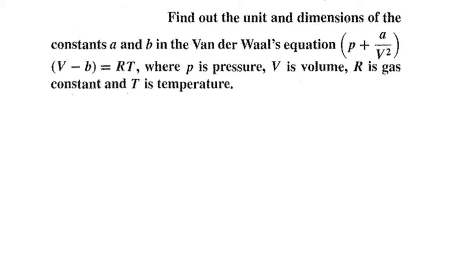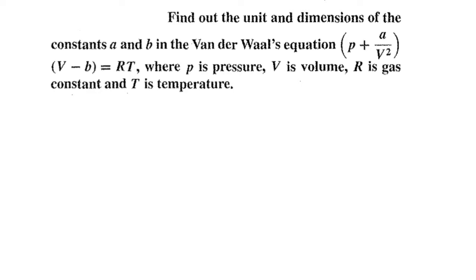Okay. Now class, notice one thing. What is P here? All of you. P is pressure. And A, we want to find the dimensions. A is that quantity for which we want to find the dimensions. And what is V, class? Volume.